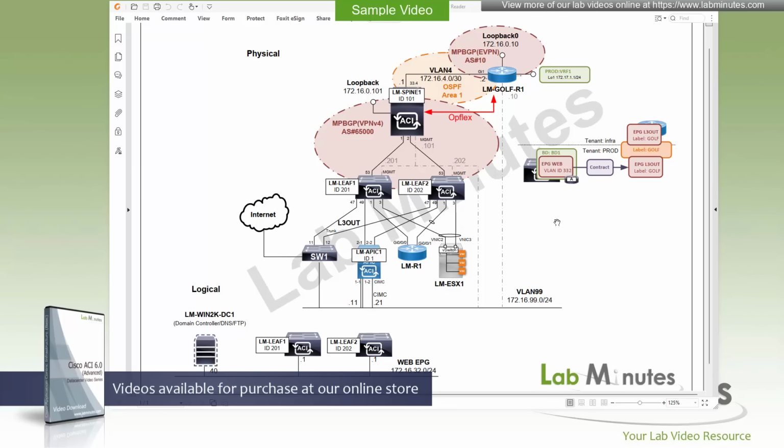Golf, or Giant Overlay Fabric, that's what it stands for, is a more scalable solution to provide external connections to the ACI fabric. Instead of having one L3 out for each tenant VRF and having to run separate routing protocols as we did in the previous labs, Golf offers you a way to use a single connection to carry traffic for multiple VRFs, and this is accomplished by using MP-BGP EVPN in the route advertisement. So this is how it works.